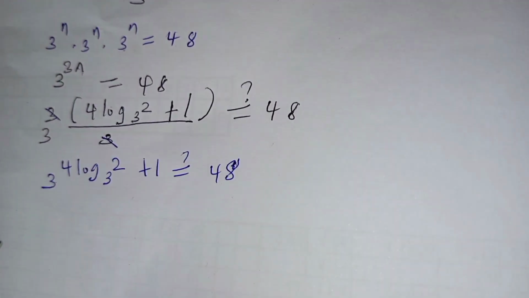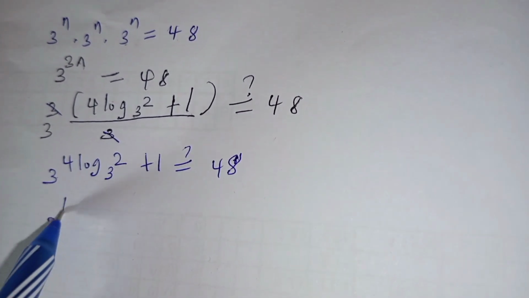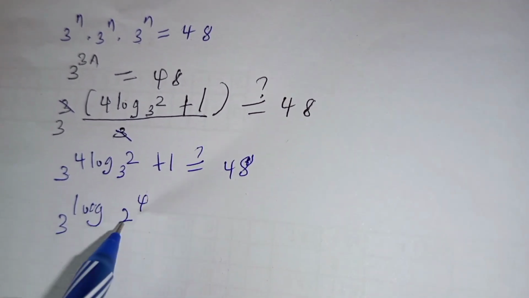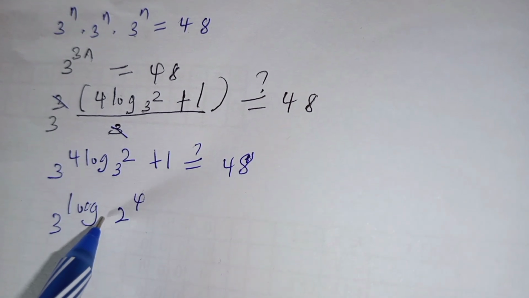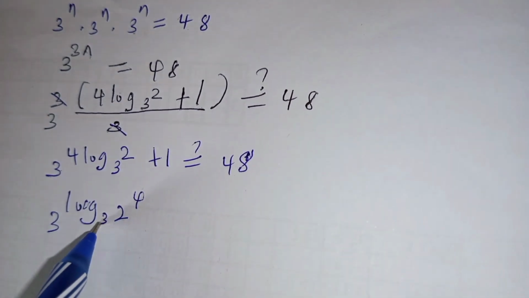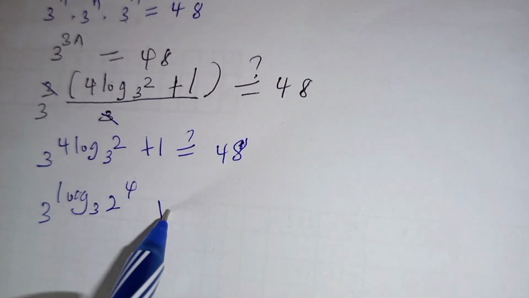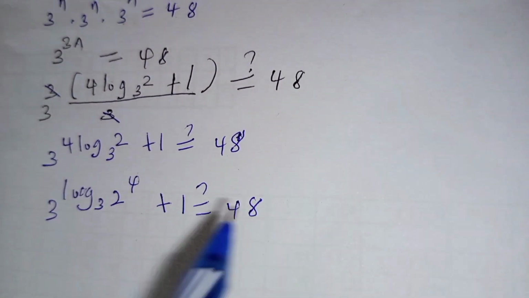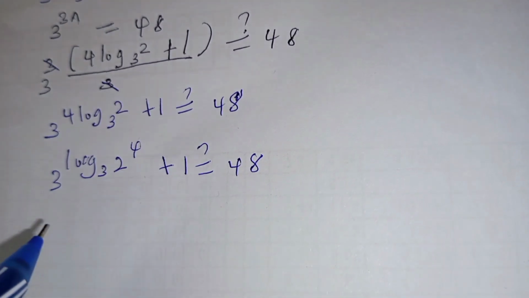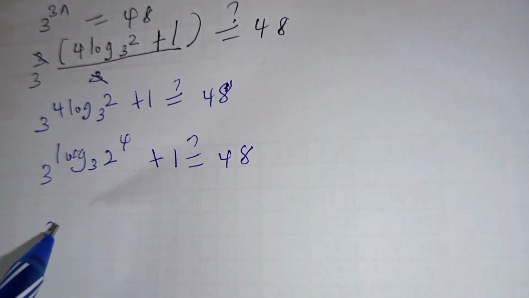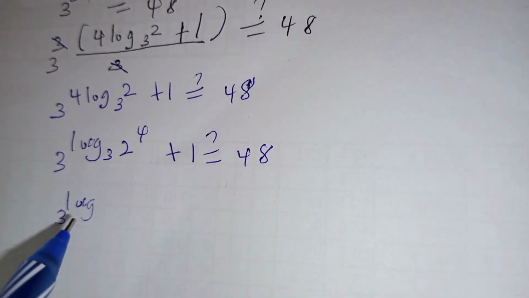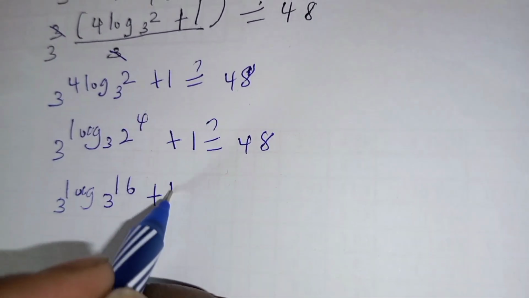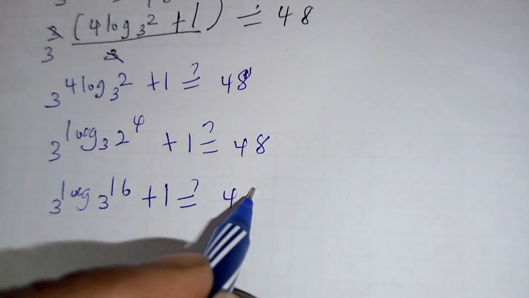Now, this is the same as 3 to the power of log of 2 power 4 to base 3 plus 1. Will it give us 48? That is what we're interested in. Now, this is 3 to the power of log of 16 to base 3 plus 1. Is it equal to 48?